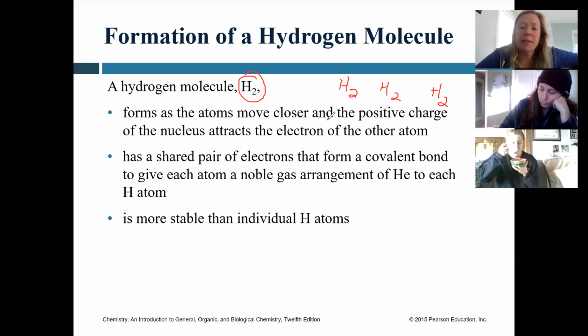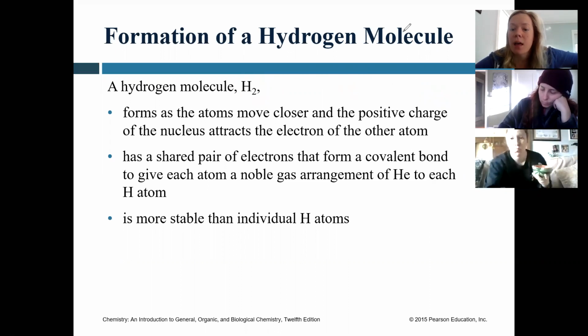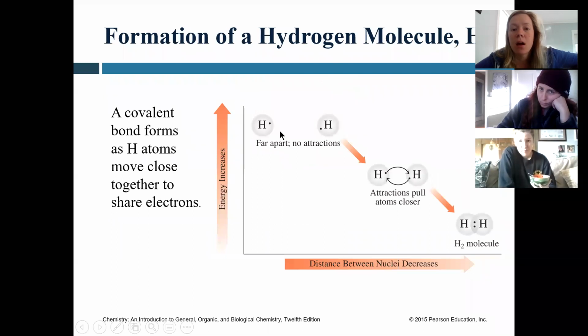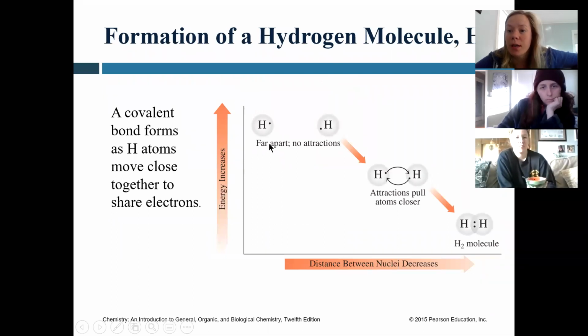Why is this the case? Because it's more stable to have them bonded to a buddy than it is to have them by themselves. If we look at why that is the case, we can see here, hydrogen has one proton, so it also has one electron. So this would be its configuration. This hydrogen over here has one electron, this hydrogen over here has one electron. They're far apart, there isn't any relative attraction.